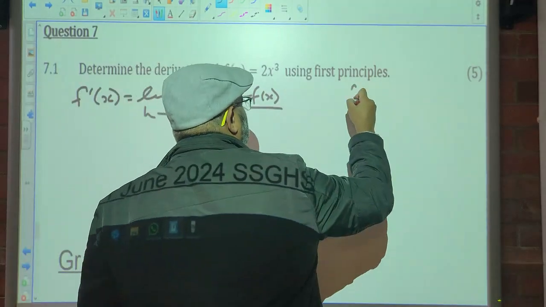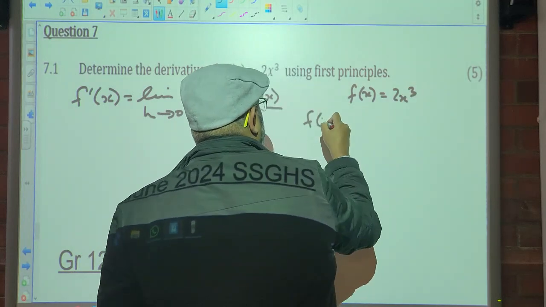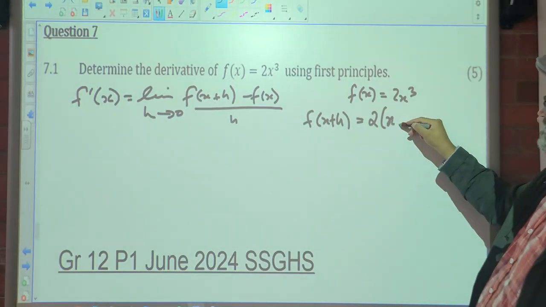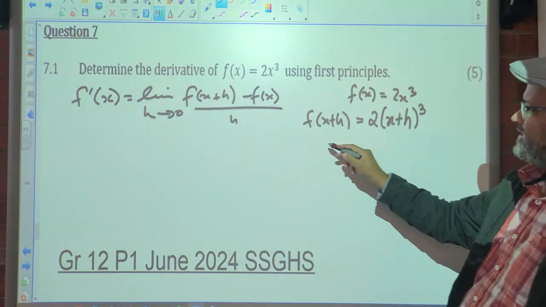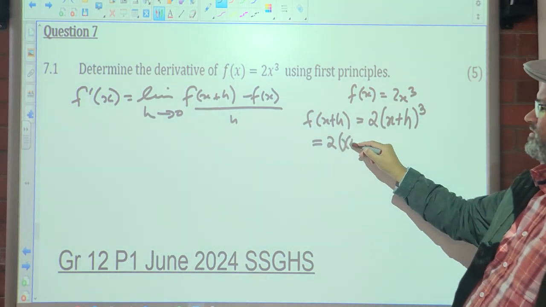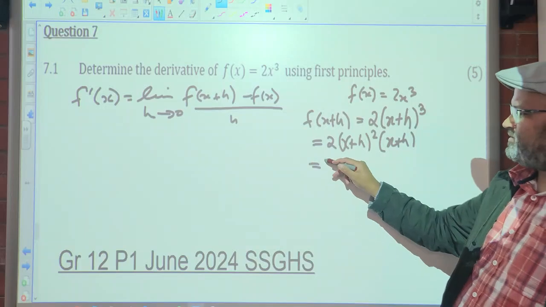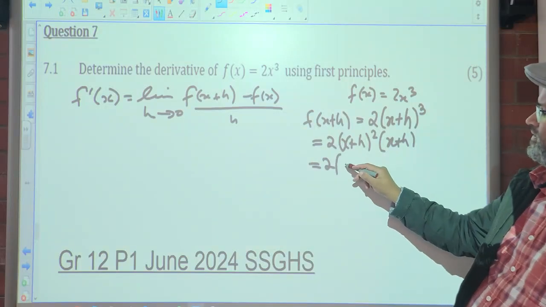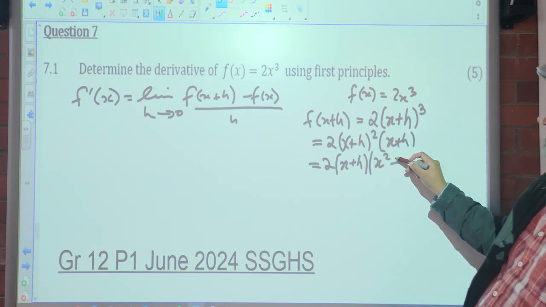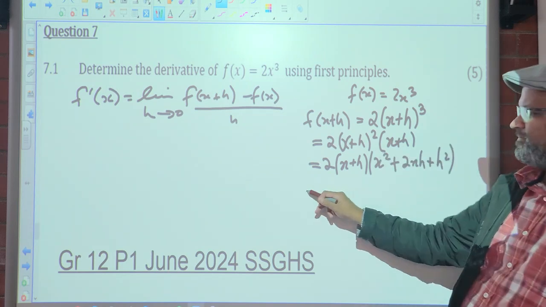So if f of x is 2x cubed, then f of x plus h, wherever I see x, I put x plus h, is 2 into x plus h cubed. It's the same as saying x plus h squared into x plus h. So it's 2 into x plus h, and x plus h squared is going to give you x squared plus 2xh plus h squared.